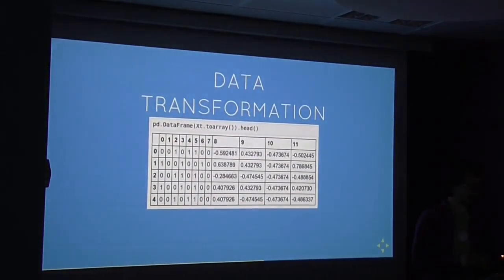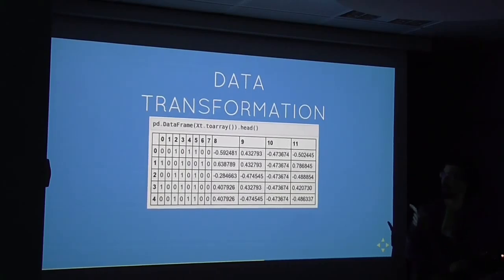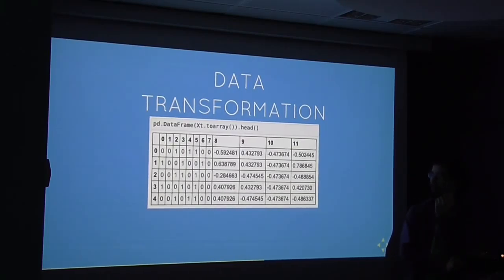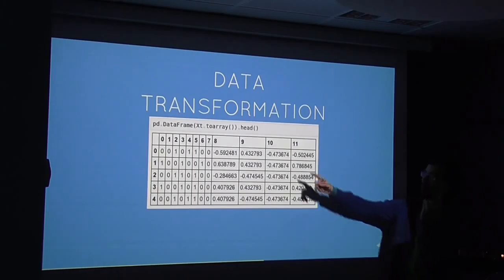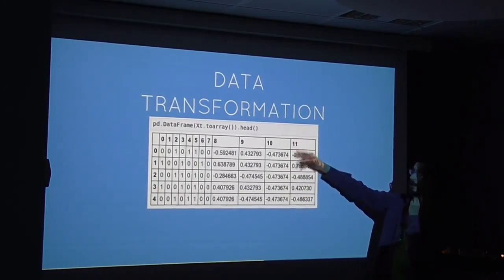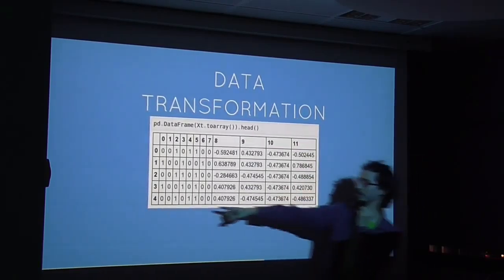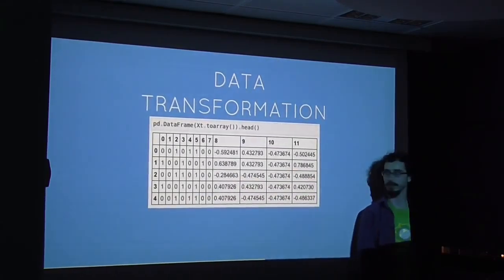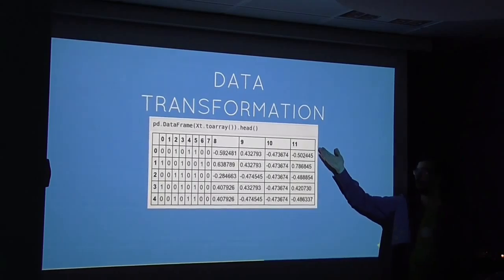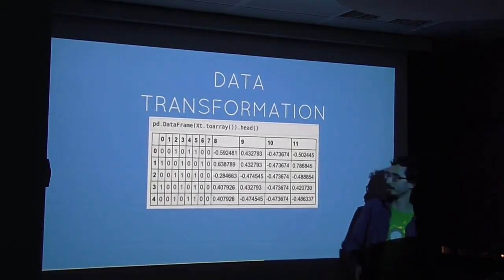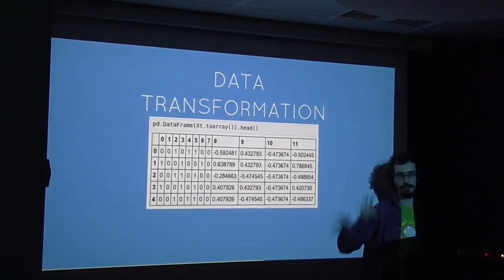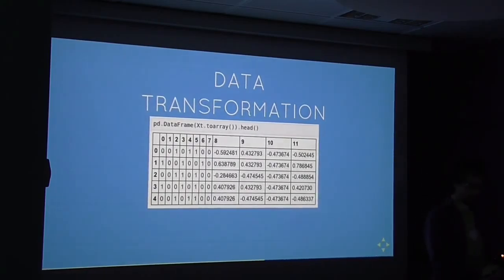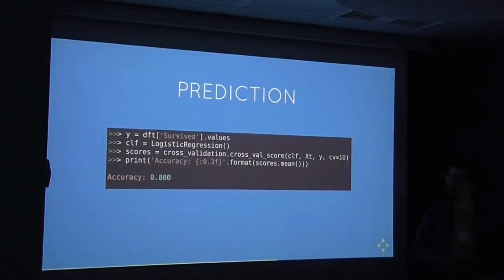Okay, and then finally, this is how the data looks when it's returned. Here I wrapped it in a data frame so you can see the headings and everything, but these are the dummified variables, and these are the rest of the variables which were standardized. Here you don't see what they are, so in the end you get this NumPy array that needs to be fed into sklearn, okay? And then you do the prediction.